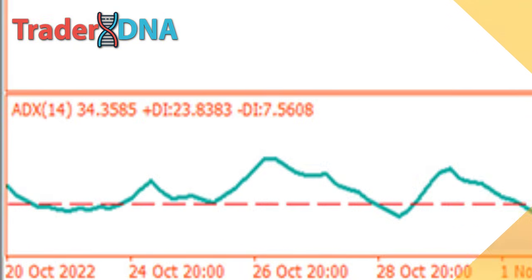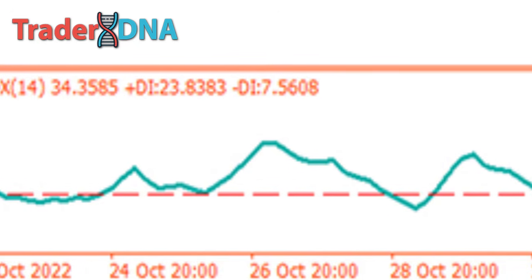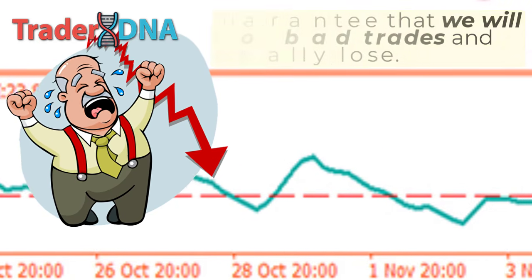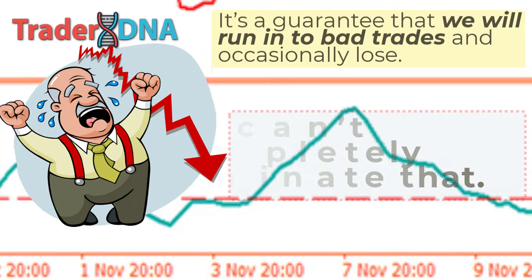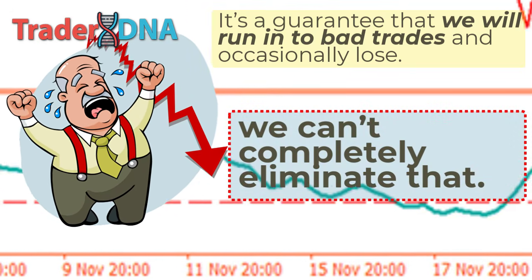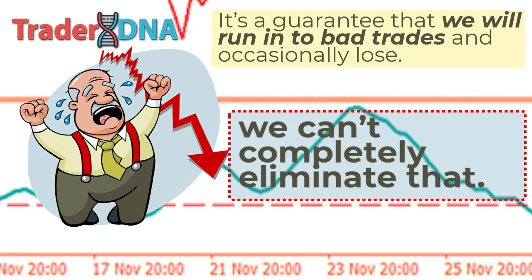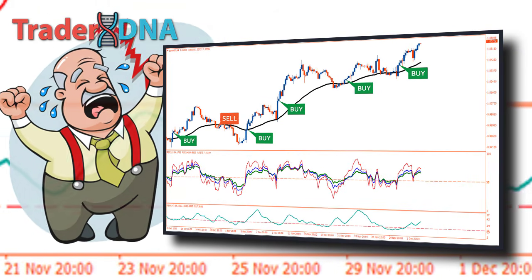Filtering out bad trades has become the search for the holy grail for all traders. Unfortunately, there is no way to avoid all the bad trades. It's a guarantee that we will run into bad trades and occasionally lose. We can't completely eliminate that. However, we can add some rules and filters to try to reduce the number of false signals we get and limit the number of bad trades we run into. And that's what the triple RSI-ADX system does very well.